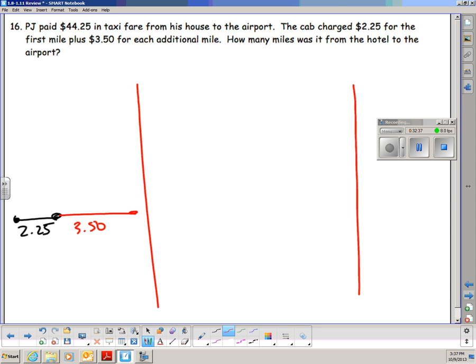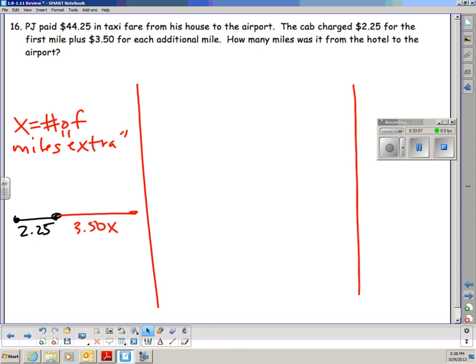If he goes 1 mile, that's going to be $3.50 extra. If he goes 2 miles, it's going to be $3.50 times 2. If he goes 3 miles, it's going to be $3.50 times 3. So if he goes x miles extra, it's going to be $3.50 times x. Okay, there it is. Now x is going to be the number of miles extra, the number of additional miles. We have to keep that in mind at the end.